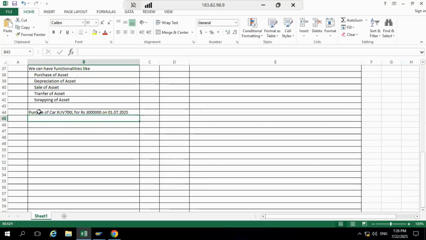Now, 30 lakhs, and the useful life of the car is 10 years. Okay. What is the daily and monthly depreciation?